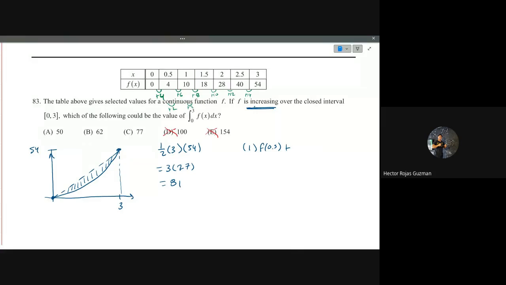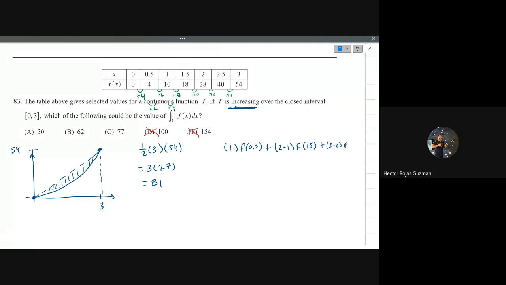Plus from 1 to 2 times the height, which would be f of 1.5, plus from 2 to 3 times the height of 2.5. So here we have 1 times 4 plus 1 times 18 plus 1 times 40. 4 plus 18 plus 40, that's 58, that's 62. So MRAM gives us 62. I'll go with that one.